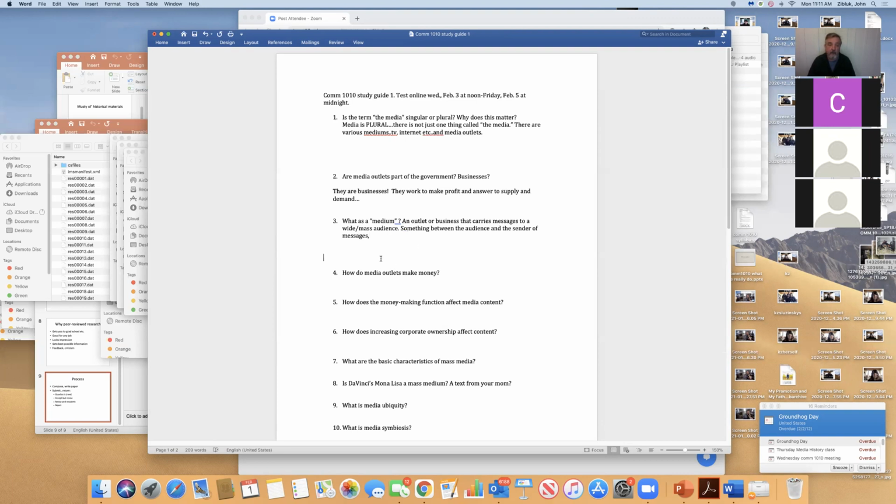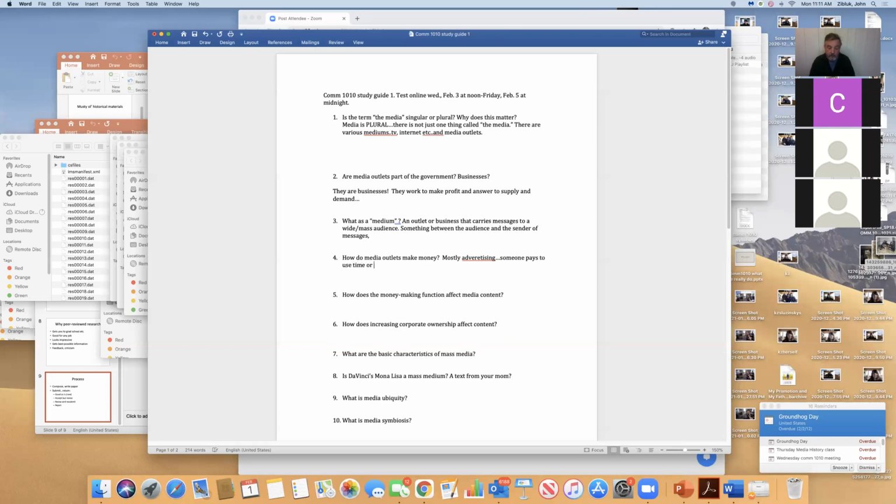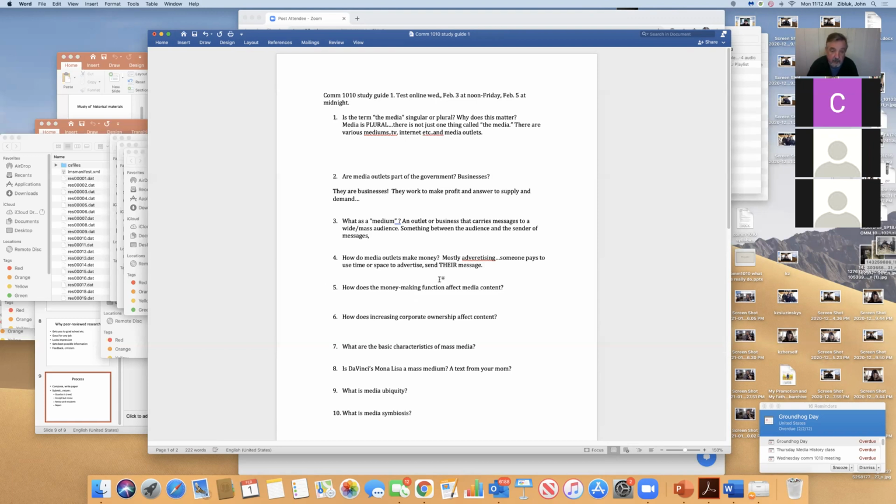How do media outlets make money? Mostly advertising. Someone pays to use time or space to advertise, send their message. Political ads, public service announcements, give blood, those they pay to the media station, the TV station, the media outlet, the website to put that message up there. That's where the money comes from in these businesses, sometimes subscriptions and paywalls, but mostly it's still advertising.